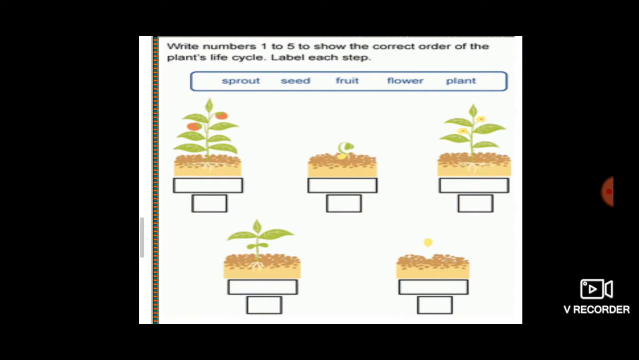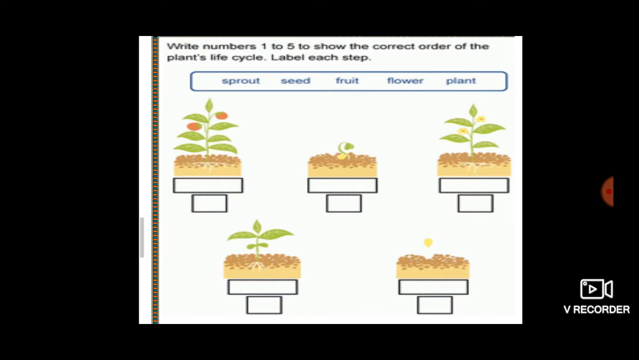Okay, that was a new recap sheet. Here it's saying to write the numbers from 1 to 5 to show the correct order of the plant's life cycle. Label each step. Here we have the life cycle of the plants we stated last session. So today we will solve this homework about it. Here I have 5 steps and the 5 vectors for each step. But what you have to do is just to label each step in its right place.